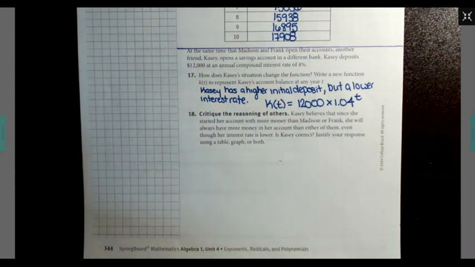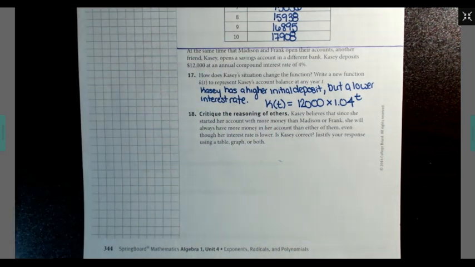Critique the reasoning of others. Casey believes that since she started her account with more money than Madison or Frank, she will always have more money in her account than either of them, even though her interest rate is lower. Is Casey correct? Justify your response using a table, graph, or both.